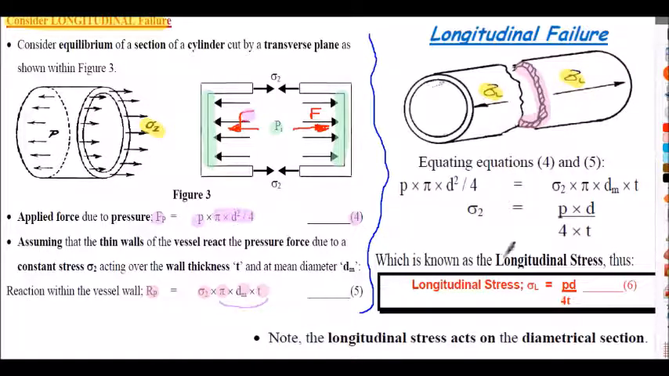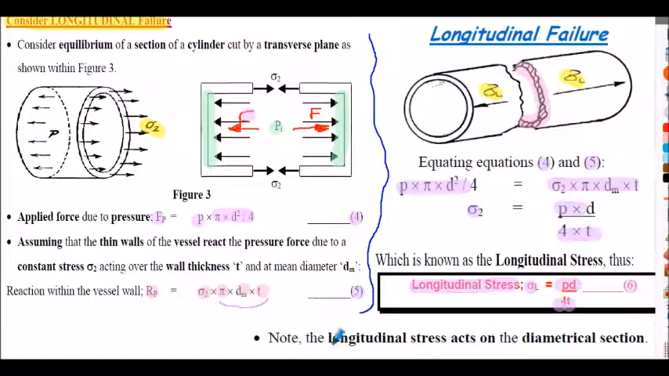So again, as we did in the previous section, we're going to equate equations. There's equation 5 there. Equate equations 4 and 5 here. So there's 4 equated to 5. And if we rearrange the equation, we can now find the sigma 2, or longitudinal stress. And that's simply PD upon 4t. Very similar formula to the hoop stress. It's just that the longitudinal stress is actually half the hoop stress. It's PD divided by 4 times t. That's called the longitudinal stress.